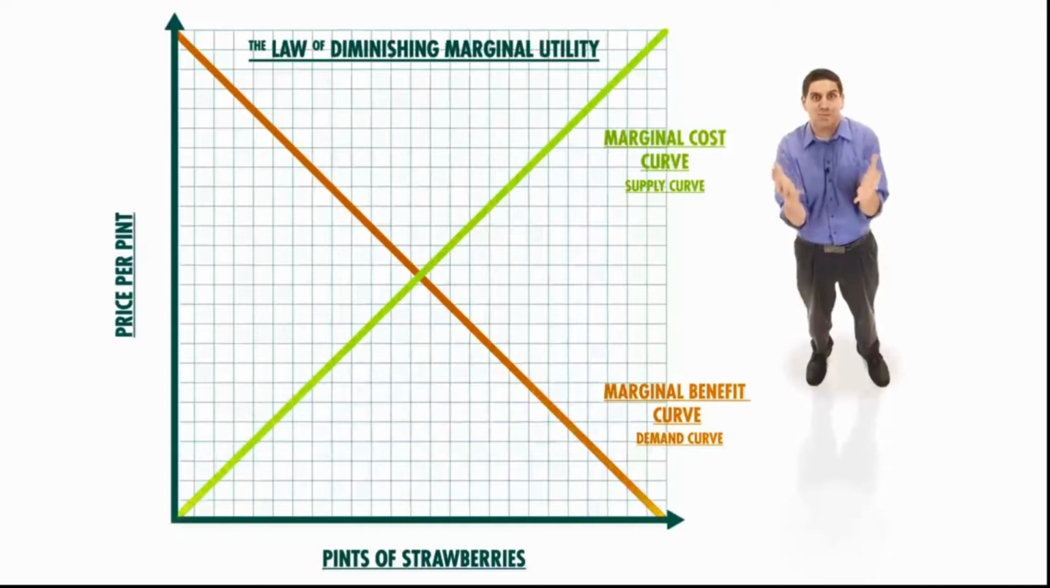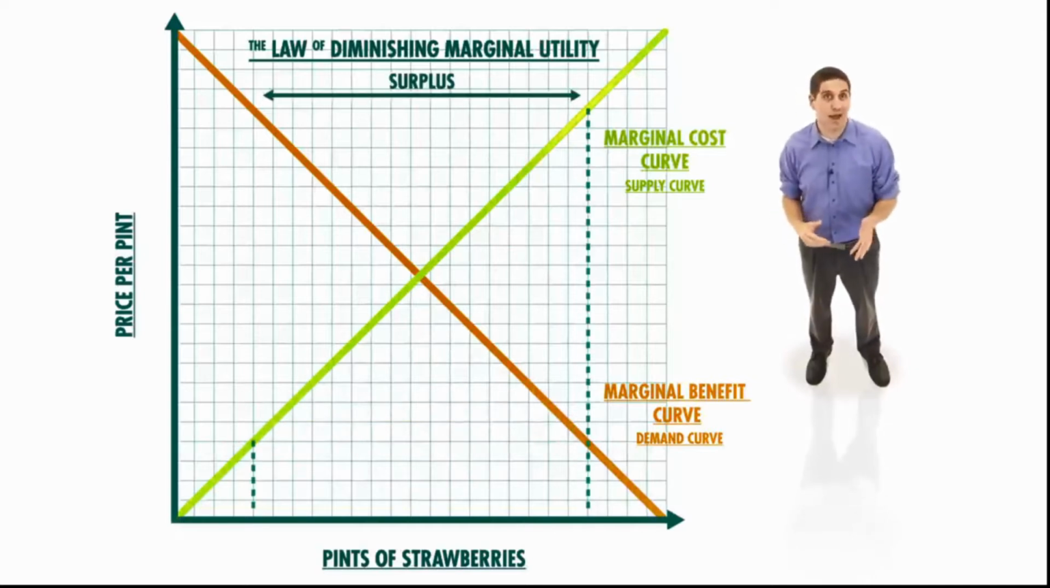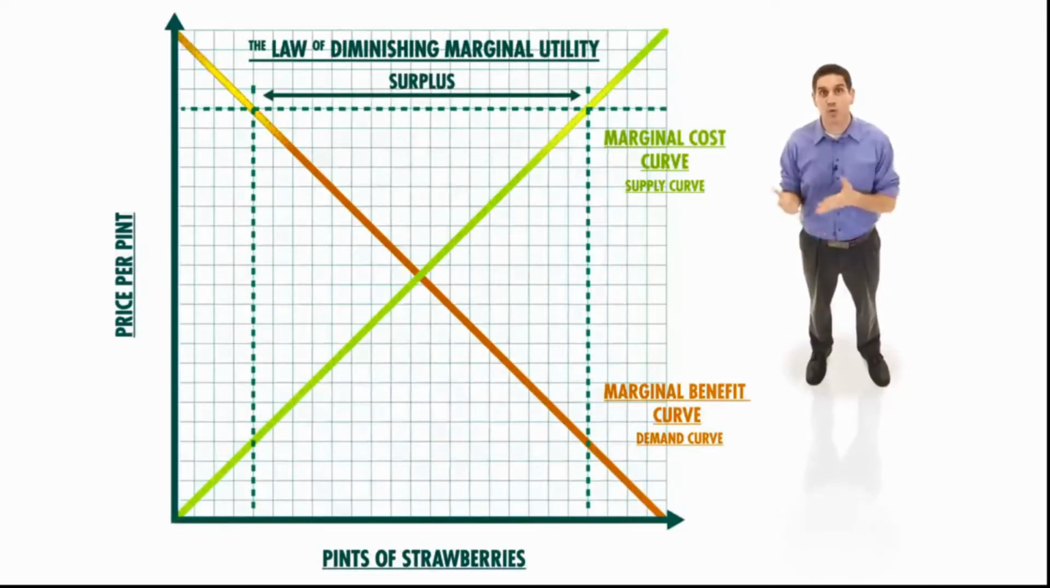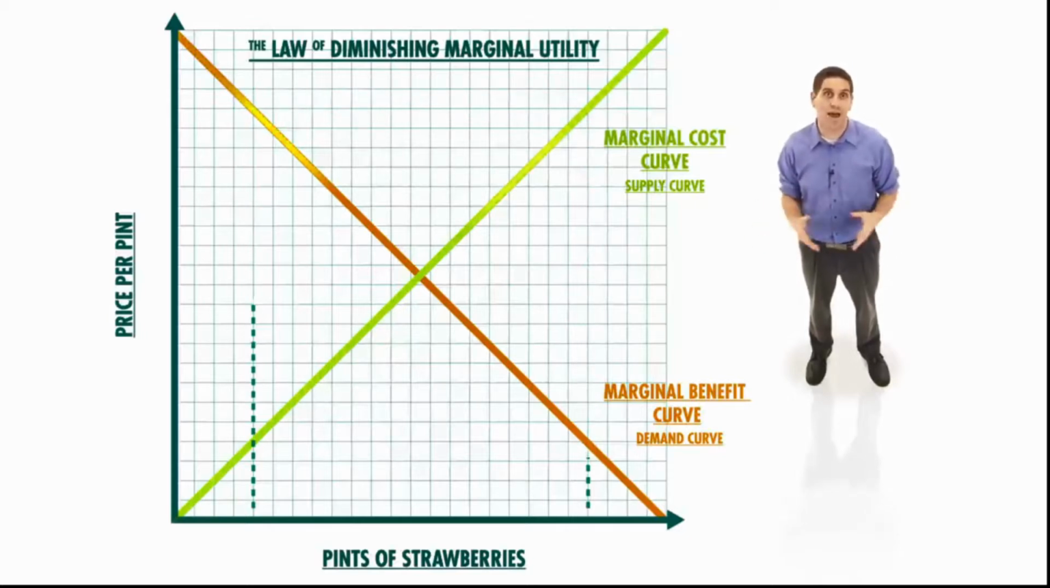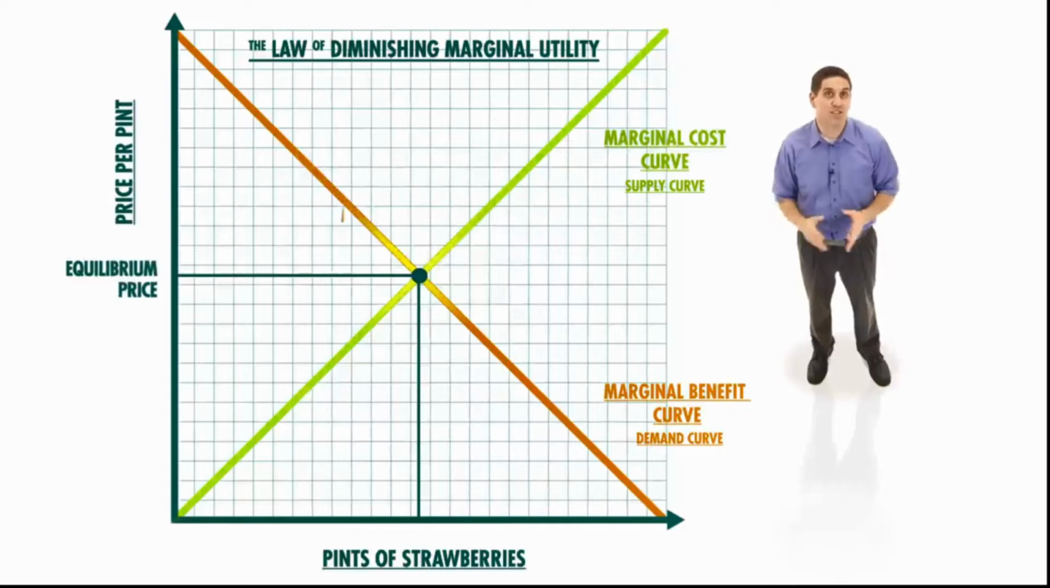Give us strawberries, please! If they produce too much out here, then the marginal cost will be greater than the marginal benefit. They'd be wasting resources on things that consumers don't value. Equilibrium is efficient because the marginal benefit of the last unit consumed equals the marginal cost of that unit. The market is making the exact amount that consumers want.